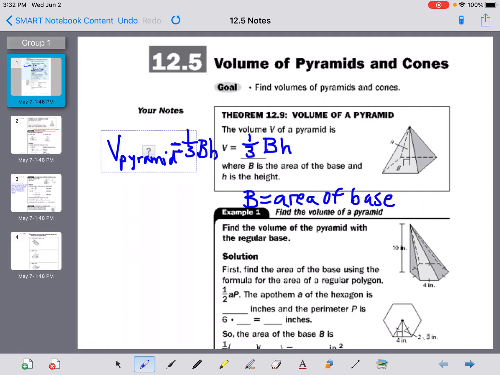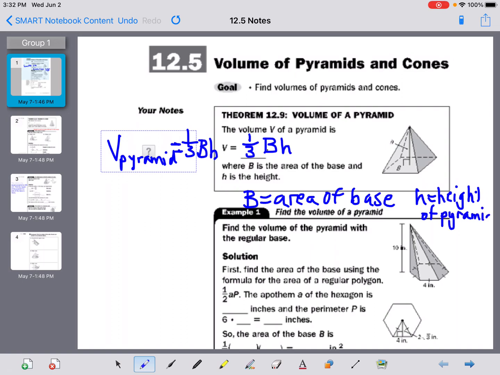We're going to have to go and find the shape and decide what the shape is and what its formula is for that shape and find its area. And then the H again is the height of the pyramid, okay? And that needs to be perpendicular to the base.